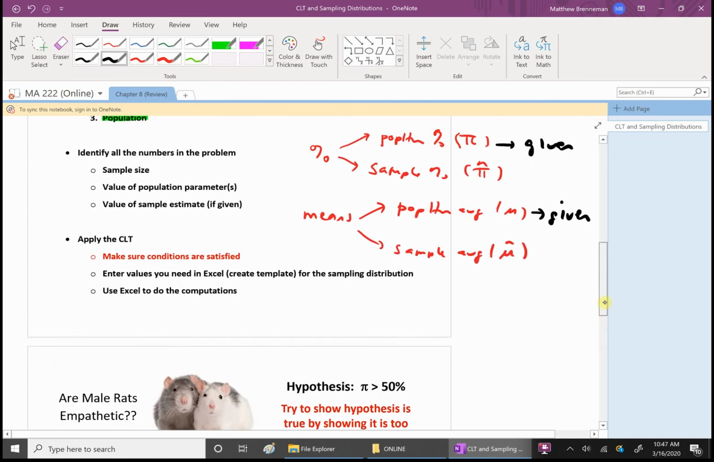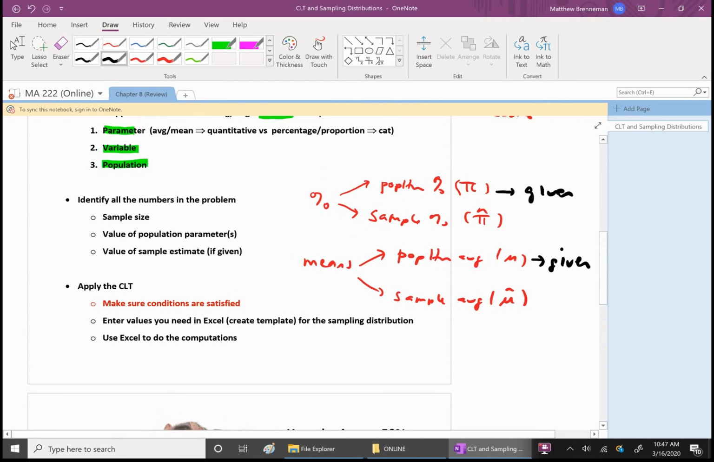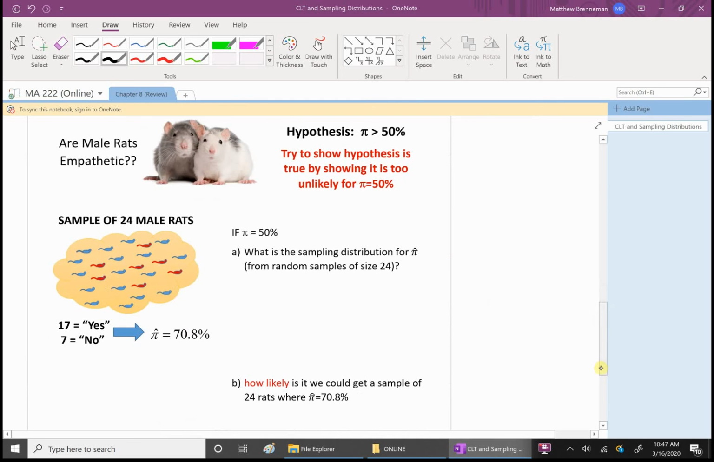When you're applying the central limit theorem, again, make sure your conditions are satisfied. We're going to learn how to create Excel templates so you can do these calculations expeditiously and with as little error as possible. And I'll show you guys how to set that up. And all of our calculations we're going to do in Excel. We're not going to do anything by computer or by hand.